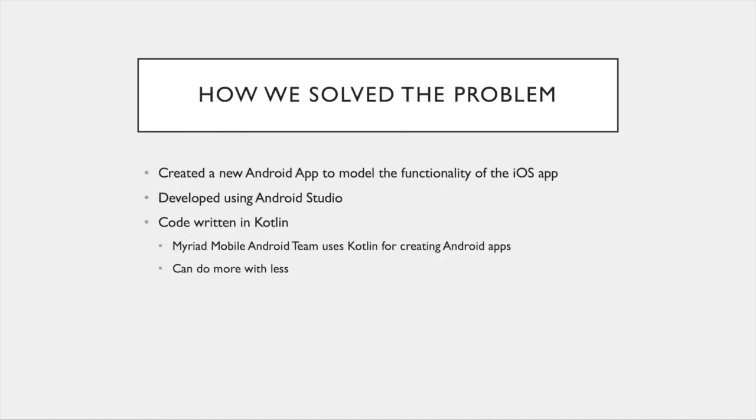How we solved the problem: we created a new Android app that modeled the functionality of the iOS app. We developed it using Android Studio, and we wrote the code for the app in Kotlin. Myriad Mobile's Android team uses Kotlin for creating all of their new Android apps, and using Kotlin you can do a lot more with a lot less code than you can with Java.